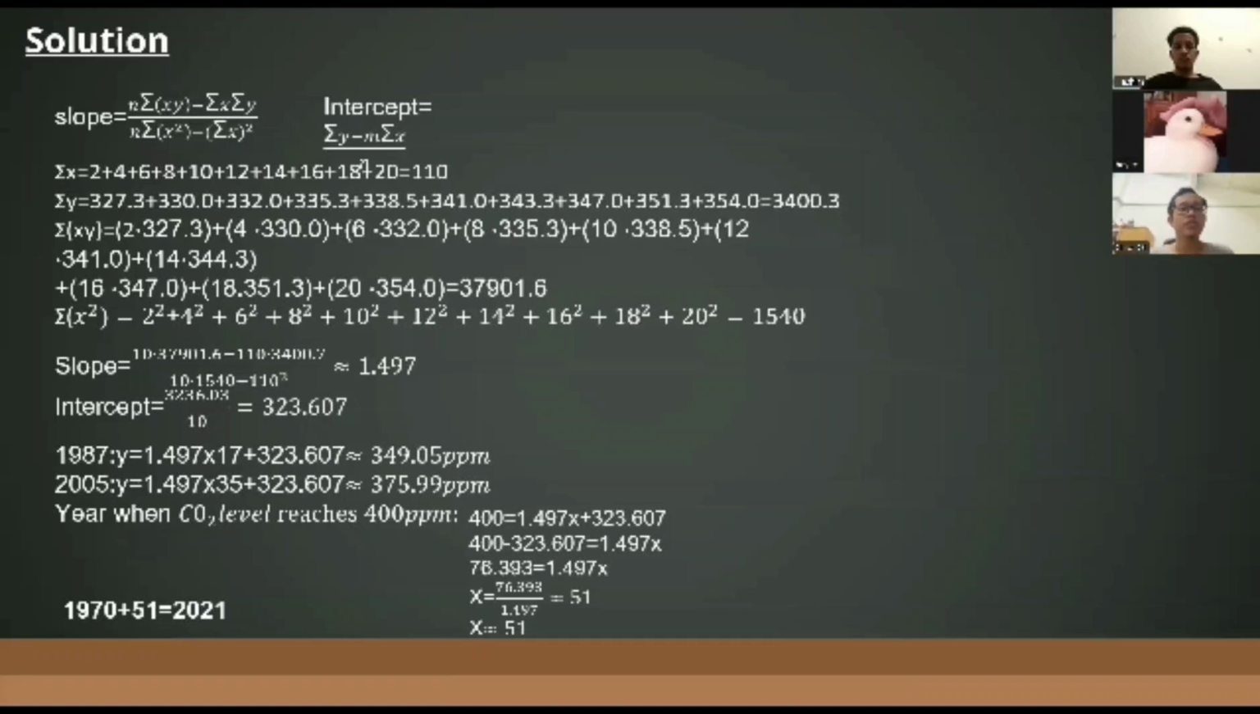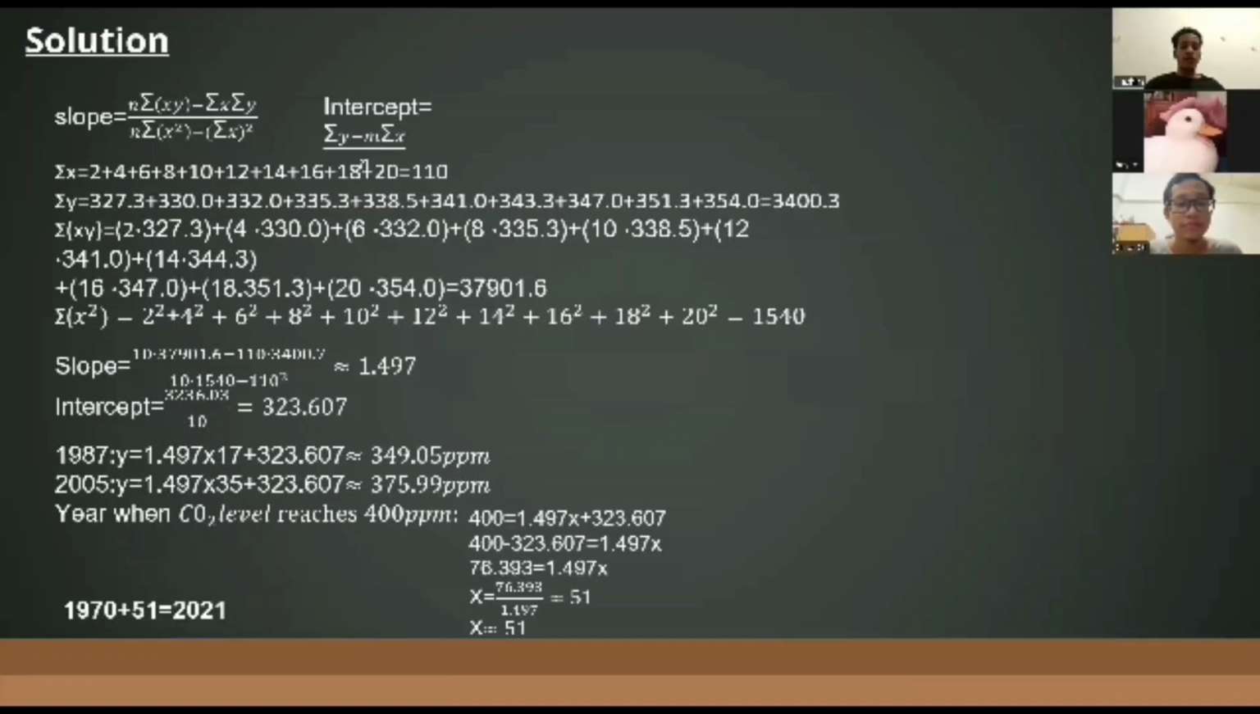Now to find the slope, it equals 10 times 37,901.6 minus 110 times 3,400.7, divided by 10 times 1,540 minus 110 squared, which is more or less 1.497. For the intercept, it is 3,236.03 divided by 10, which equals 323.607.